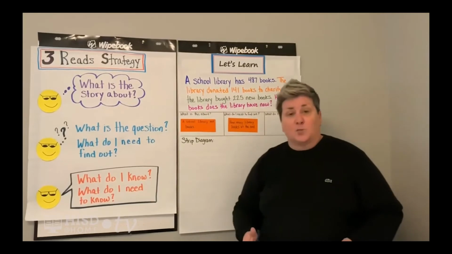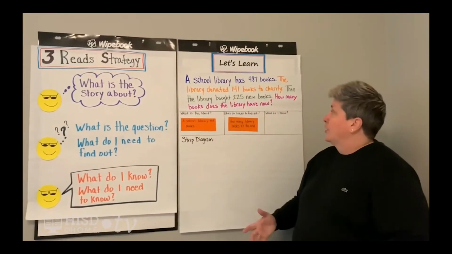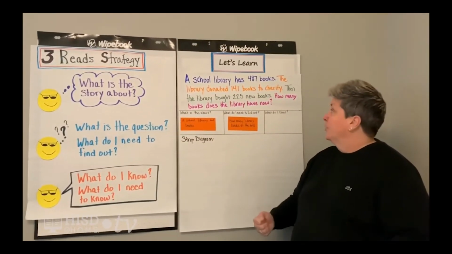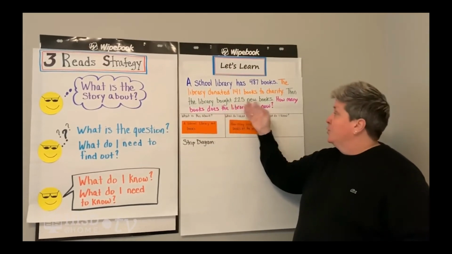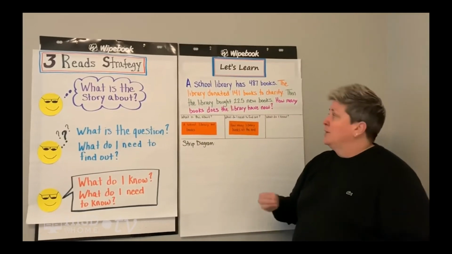And we're going to read this one more time. A school library has 487 books. The library donated 141 books to charity, and then the library bought 225 new books. How many books does the library have now? So what do we know?